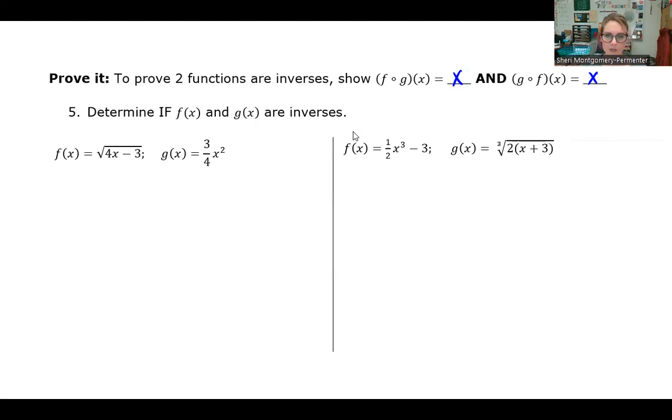First thing that we can do is f of g of x. That means that we're going to write the f function and we're going to leave a space where we see x. So I just wrote the f function and I left a space where I see x. And in that space, I'm going to put g of x.